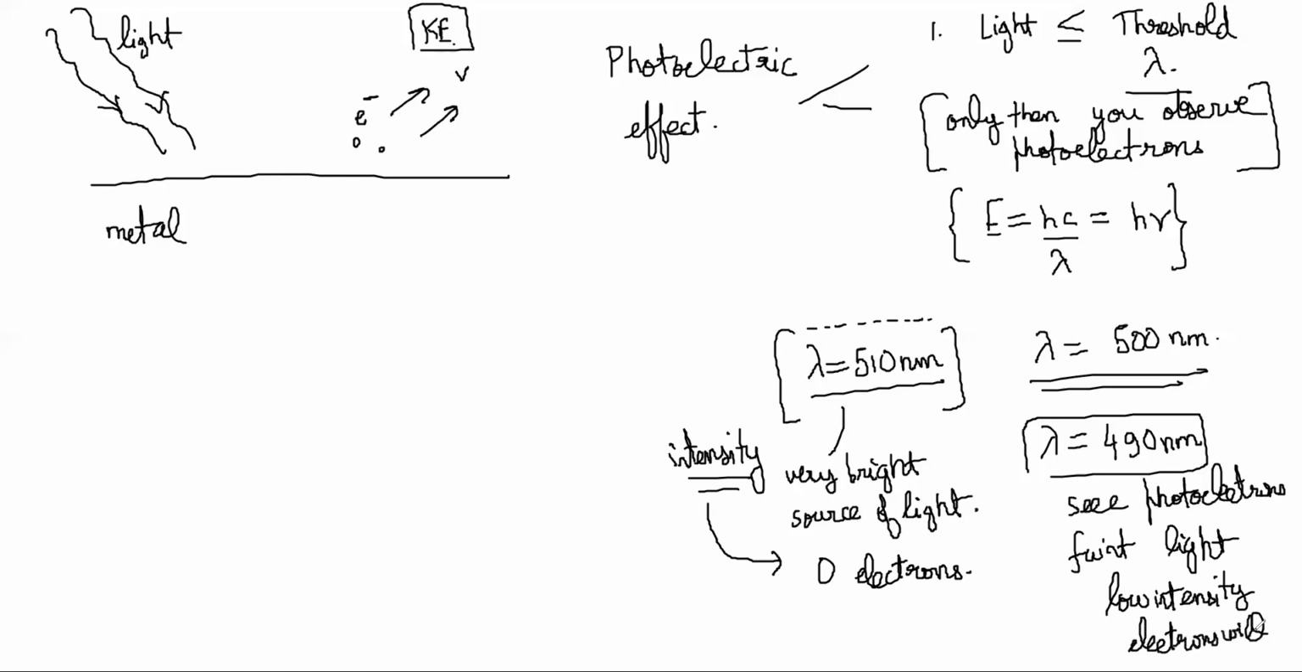Do you understand the difference? According to wave theory, high intensity means high energy being supplied. A high intensity light beam would have high energy, but then why are no electrons coming out? That doesn't make any sense, right? Wave theory is not able to explain why a high intensity beam does not emit any electrons and a low intensity beam is able to emit electrons.